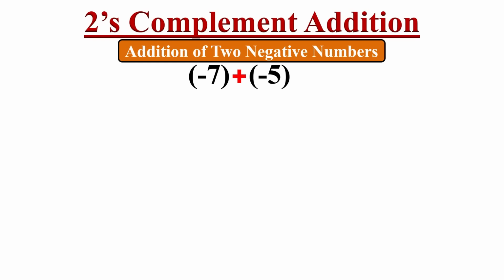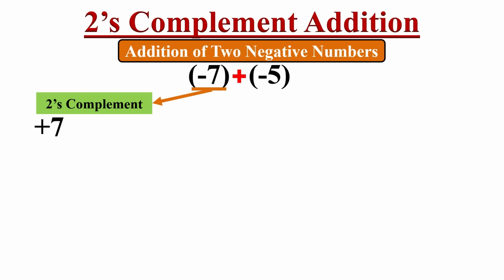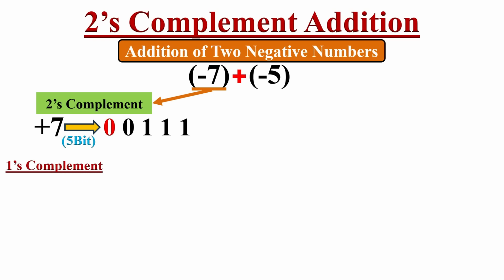First of all, we will represent minus 7 and minus 5 in 2's complement form. Minus 7 is nothing but 2's complement of plus 7. So in 5-bit, plus 7 can be represented as 00111. Once again, to find 2's complement representation, we must convert this number into 1's complement. That can be done by inverting 1's with zeros and zeros with 1's. So 11000 is 1's complement representation of plus 7.